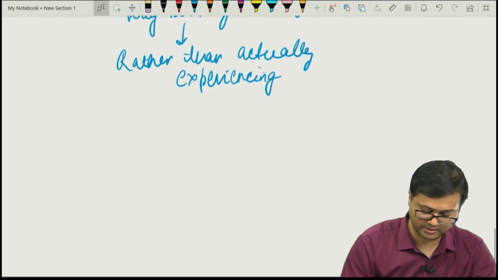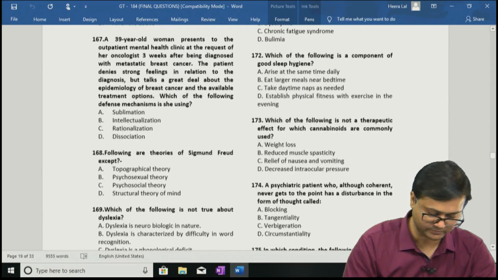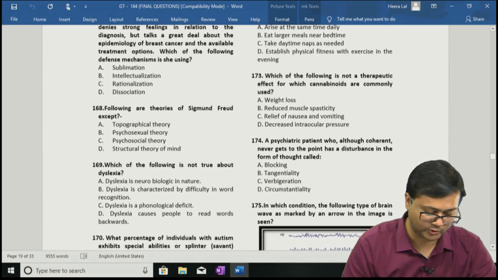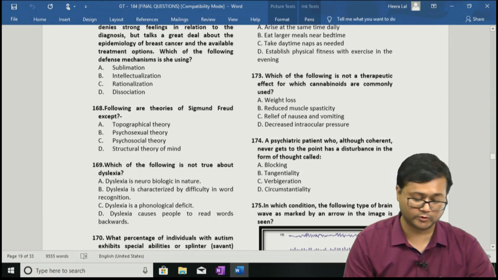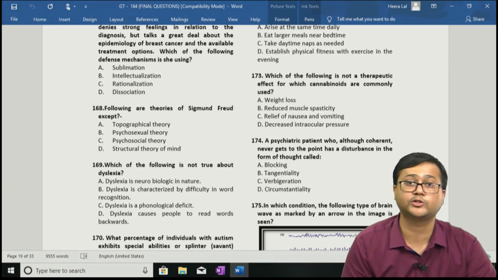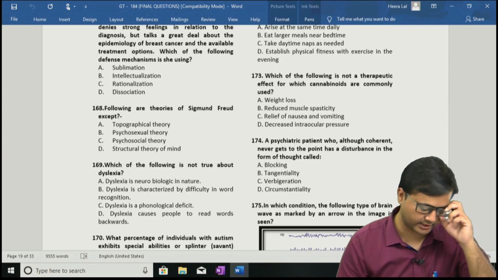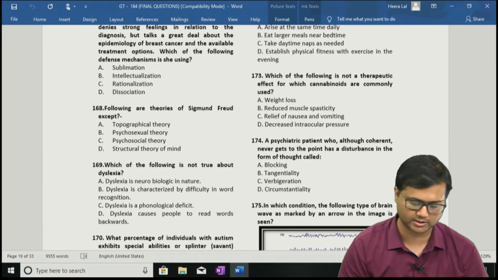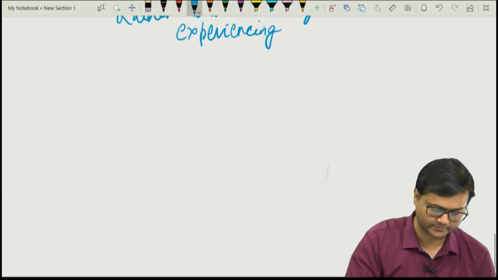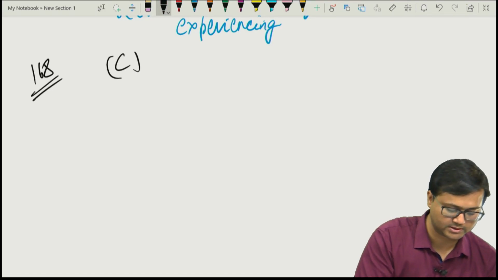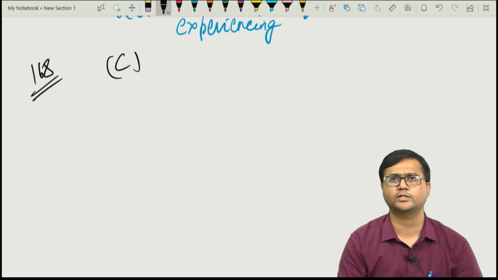Now let us discuss the next question. Question 168: the following are theories of Sigmund Freud except A. Topographical theory, B. Psychosexual theory, C. Psychosocial theory, and D. Structural theory of the mind. So the correct answer to question 168 is C, that is psychosocial theory. This was not given by Sigmund Freud. So the correct answer is C.